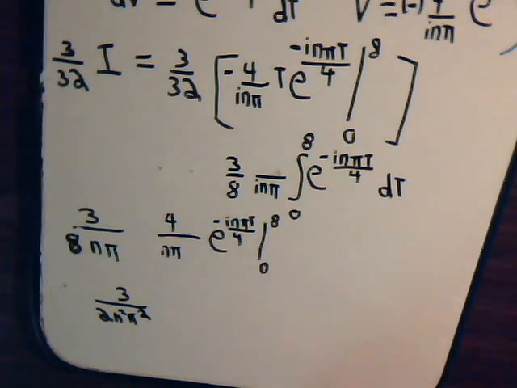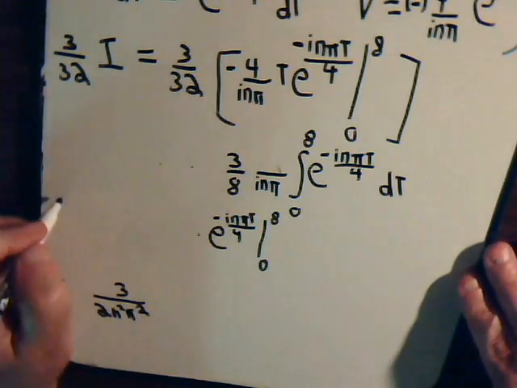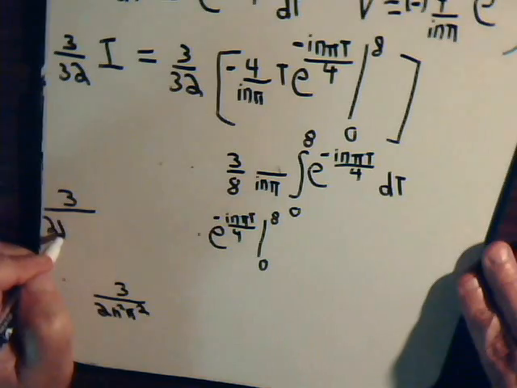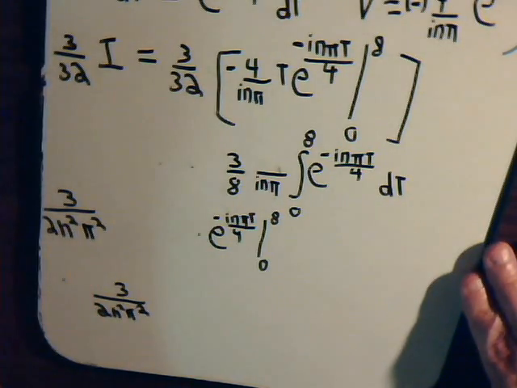That's this. So we have 3 over 2 n squared pi squared.